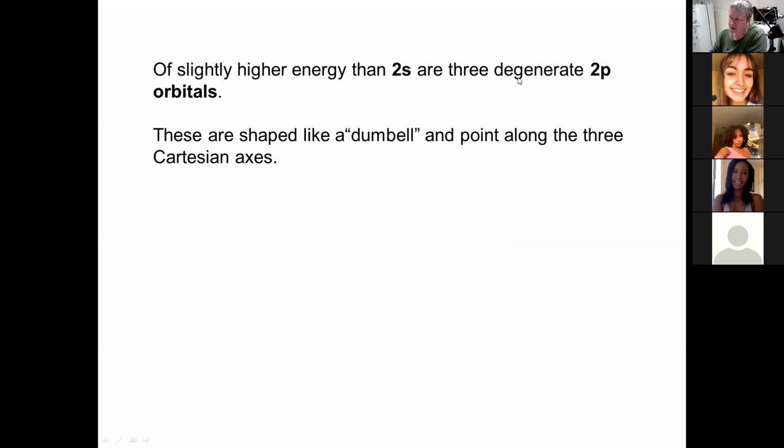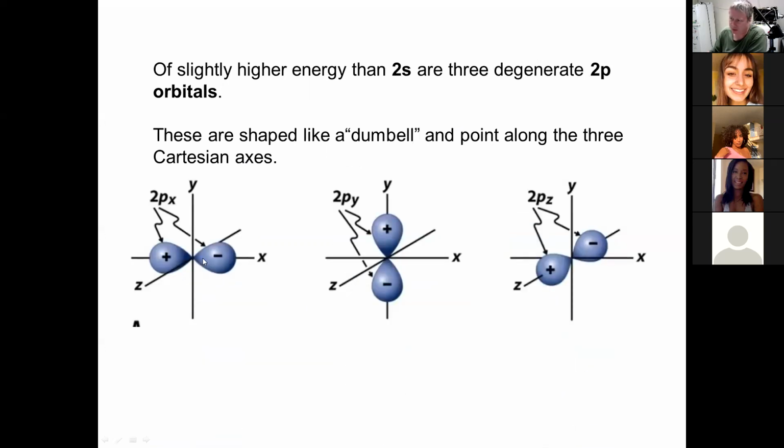Slightly higher than 2s, we have the 3 degenerate 2p orbitals. What does degenerate mean here? It means the same energy level. So there are 3 2p orbitals that all have the same energy level. These are shaped like a dumbbell, and they point along the 3 Cartesian axes. So we have the 2px, the 2py, and the 2pz. Little dumbbells.